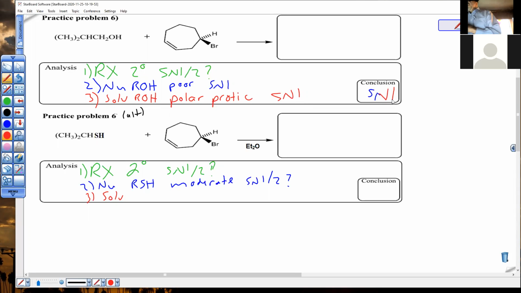Solvent down here is diethyl ether. Yes, Et is a short form for ethyl. That's diethyl ether. Here, I'll even draw it real fast. Nonpolar favors SN2. So I got two things saying I don't know, and only one thing making my mind up in this one, the bottom thing. Sometimes you go all the way to solvent to make your conclusion. SN1.